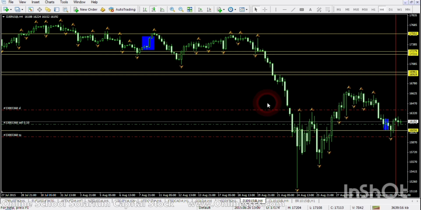Next session, we will talk about other candlesticks, but these are the most important ones that you can trade about. And I will trade with it. Okay.